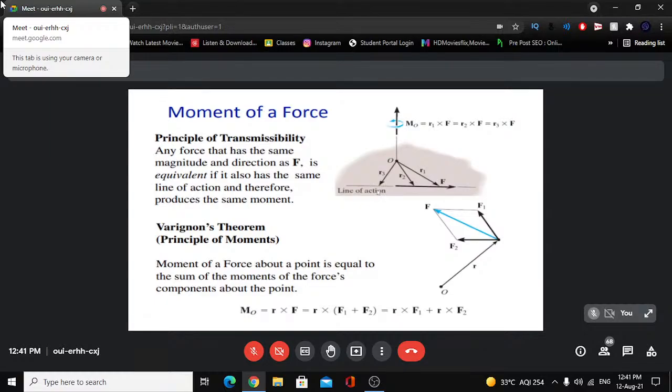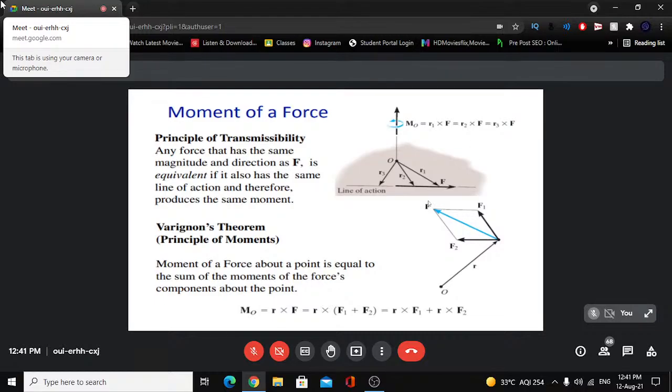What will happen in this case? As we have studied, if force F is acting at the position vector R1, then the moment about O will be in the anti-clockwise direction as shown, and it will be R1 cross F. Now, if we shift the force F to another point of application on the same line of action, this moment will be equal to R2 cross F. And at the third position, again we shift, it will be R3 cross F.